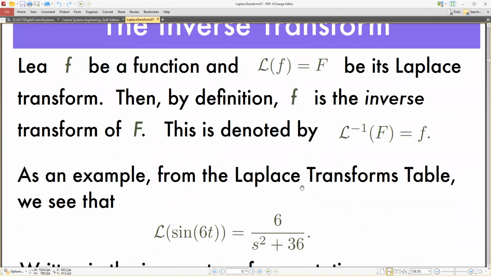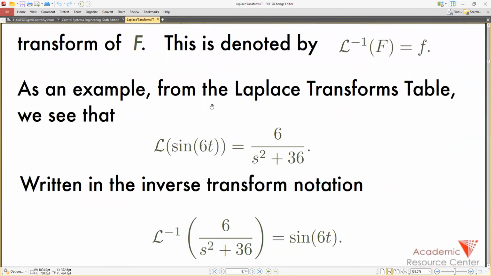Now the inverse Laplace transform. Let f be a function and LF be its Laplace transform. Okay. So then according to the definition, small f is the inverse transform of F. This is denoted by L to the power minus 1 of F is equal to f. Okay. As an example, let's say that we have found this from the Laplace transform table.